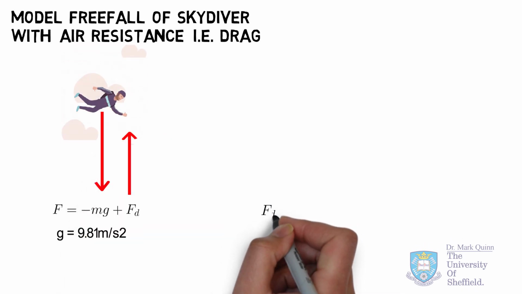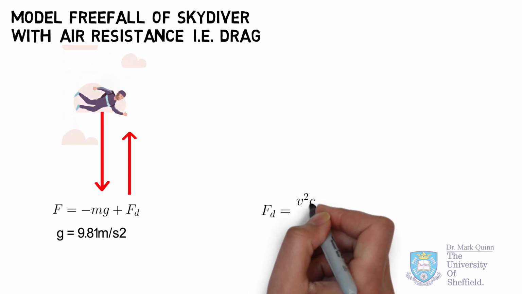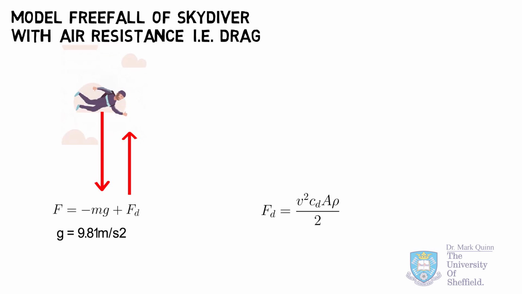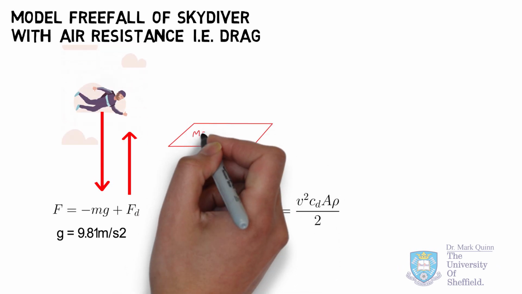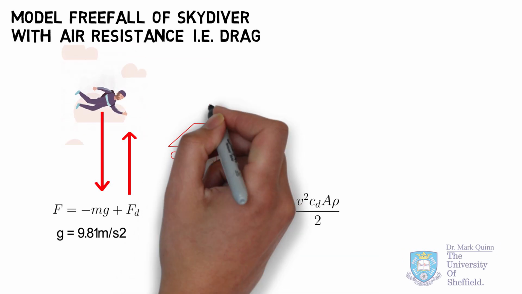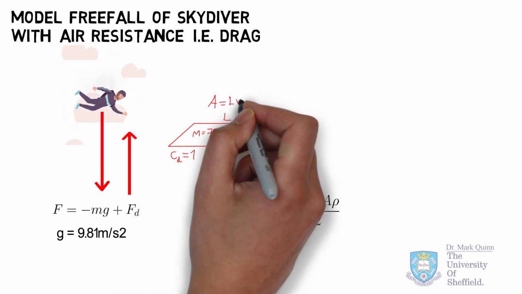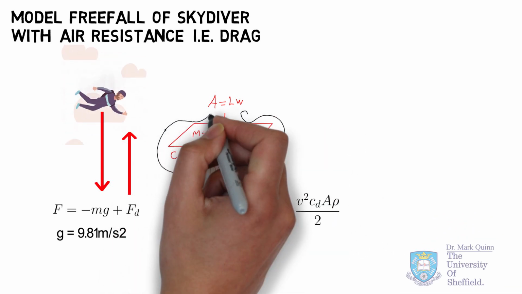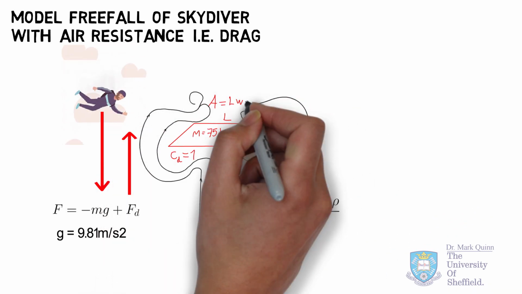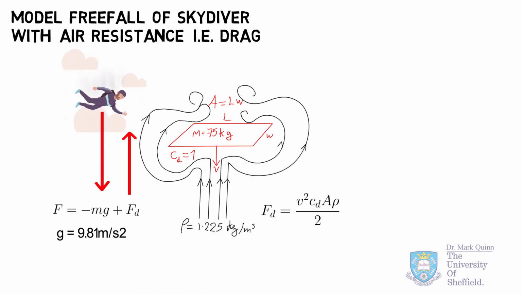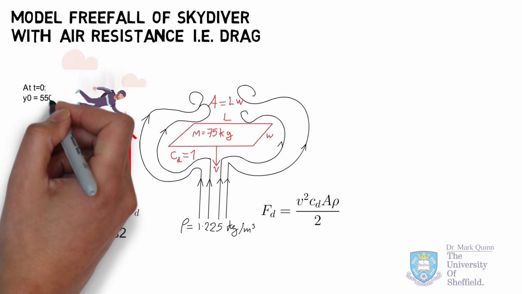The effect of drag you can model very easily by defining some cross-section for the skydiver, having some length and width, assuming he's falling in a face down position. The density of the air and the mass of the skydiver, together with the coefficient of drag for the skydiver's body, are all the ingredients we need to include drag.